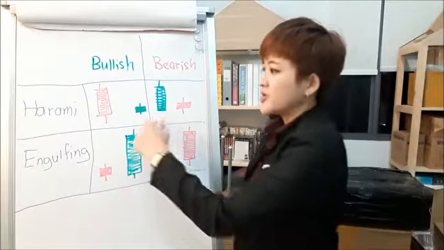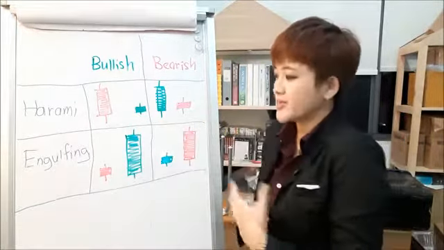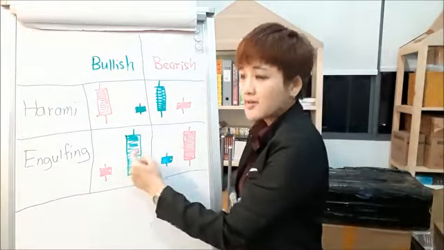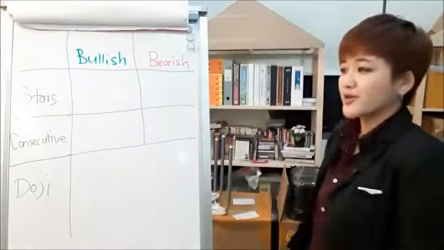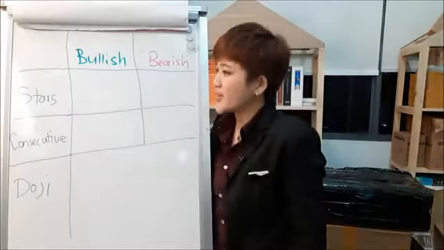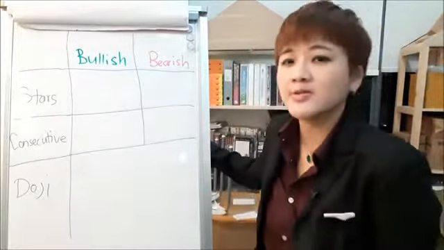Ideally, you want the small candle to be below the midpoint of the large candle. Okay, so enough talk about double candlestick patterns. Now we go to the next level. We talk about triple candlestick patterns. I classify them into three main types: stars, consecutive, meaning three same candles at once, and then doji.